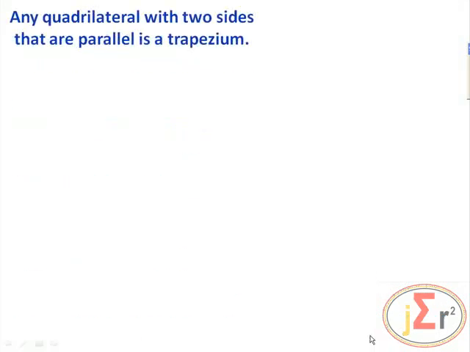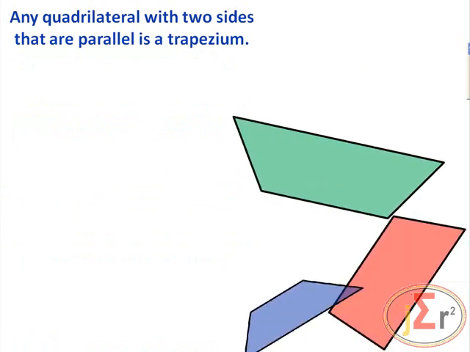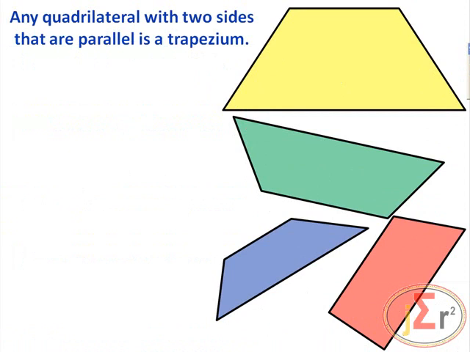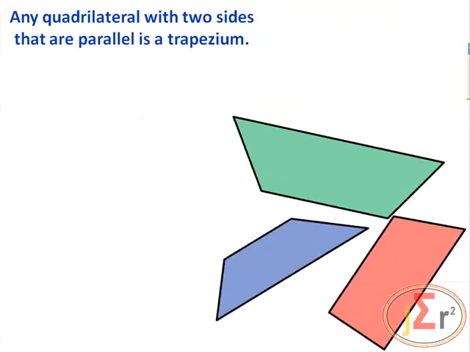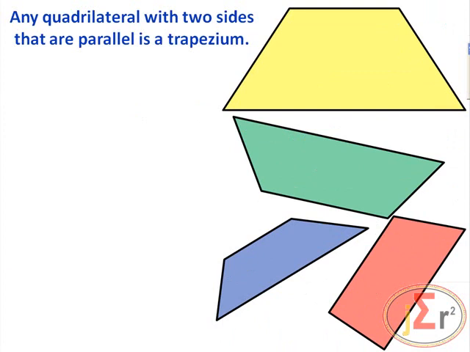Any quadrilateral with two sides that are parallel is a trapezium, as long as the quadrilateral has two parallel sides. It is a trapezium. And there we have trapezia. And in America they talk about trapezoid. So we have there trapezia, which is the plural of trapezium.